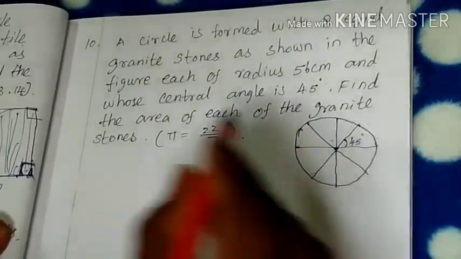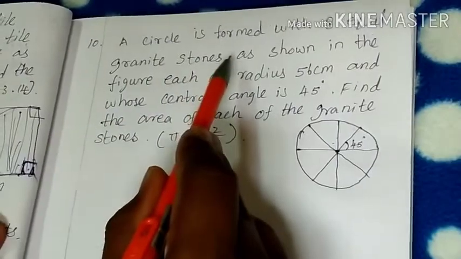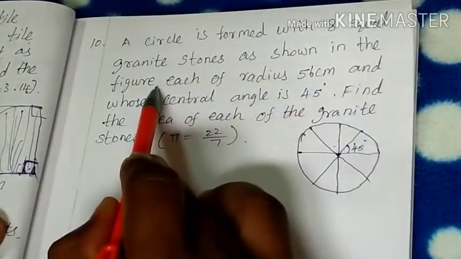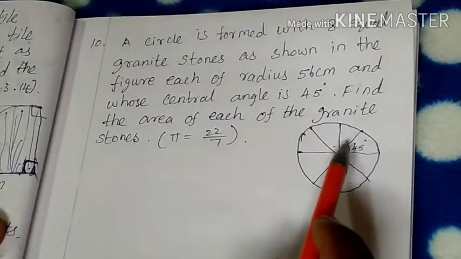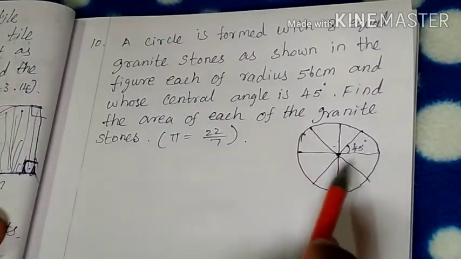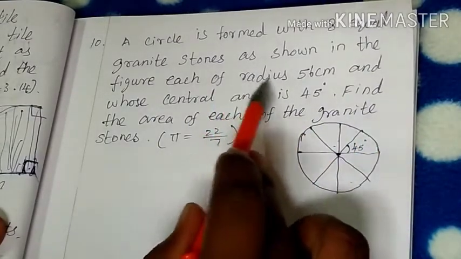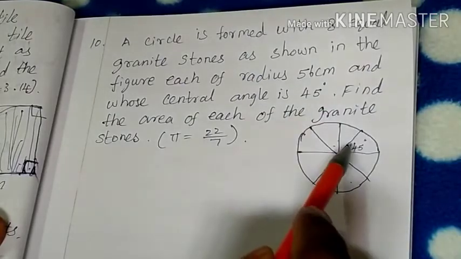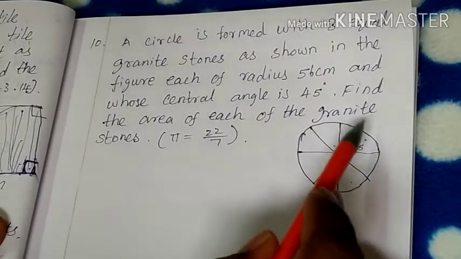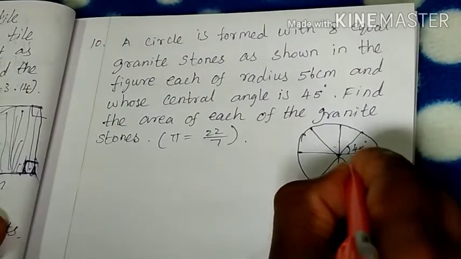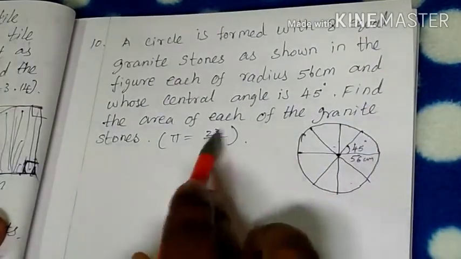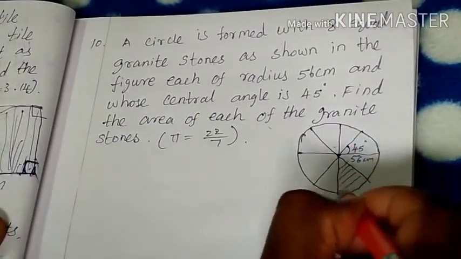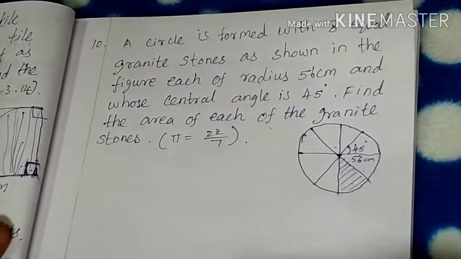Okay, dear students, next 10th question. A circle is formed with 8 equal granite stones as shown in the given figure. Okay, this is the given figure. This is the granite shape of each one. The radius is 56 centimeter and the central angle is 45 degree. Find the area of each of the granite stones. So this is your question.